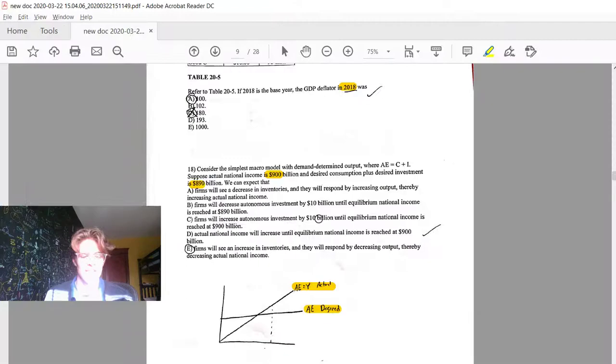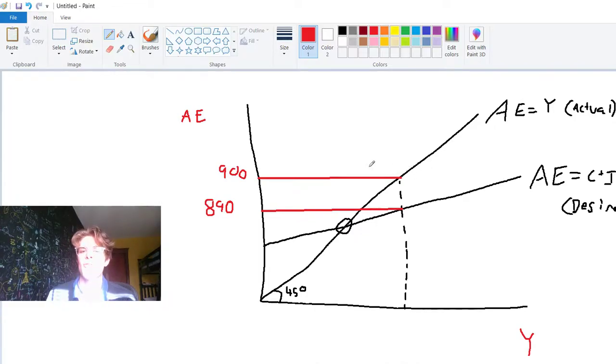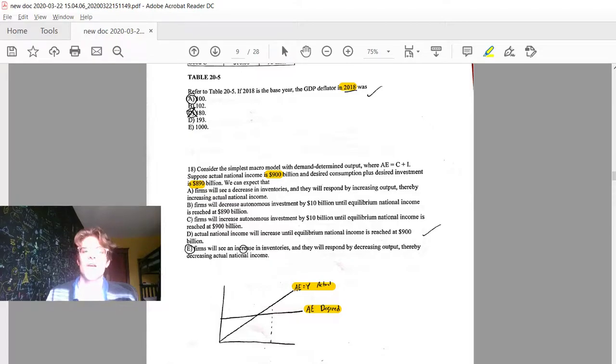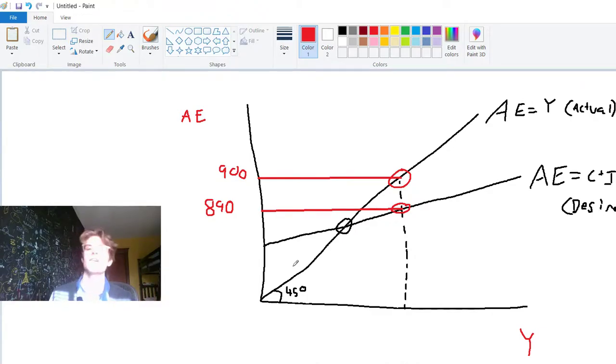Okay, so what's going to happen? Firms will see an increase in inventories and they will respond by decreasing output. This is how much firms are making, but this is how much we want. They've made more than we want, so they're not going to be able to sell everything. Their inventories are going to go up because they haven't sold it. When inventories go up, they decrease their output because they have extra inventory and don't need to make as much. So they move down here. What's that going to do to national income? We're going to move to an equilibrium point over here, which means that national income falls.